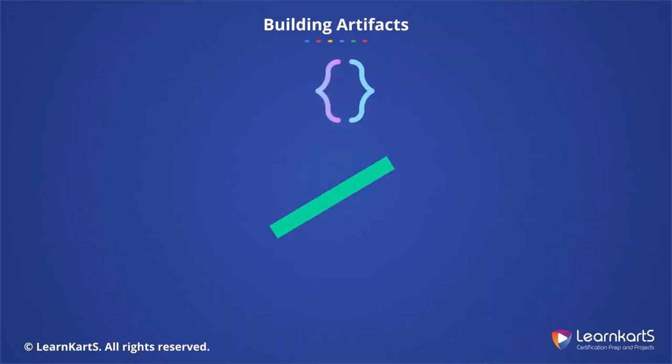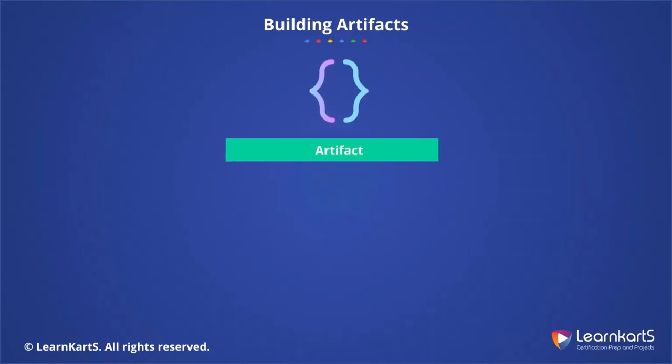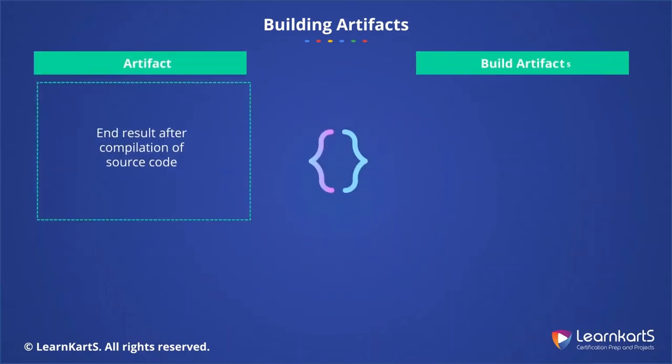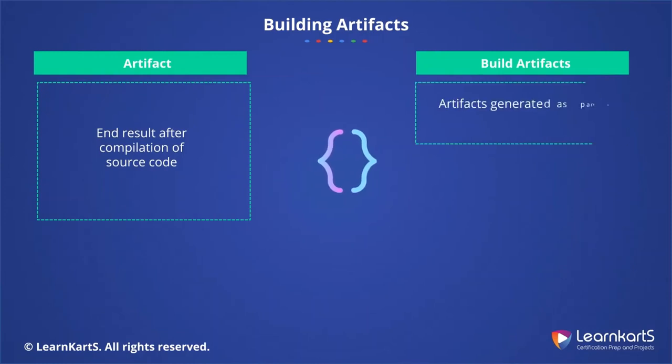Now, before even talking about building artifacts, let's see what an artifact is as such. When you do the compilation process, the build process, converting or having the executables for your application source code is what we call artifacts. So an artifact is nothing but the end result which you get after the compilation of the source code. When we talk about a build artifact, it's the same thing, but it's generated as part of the build automation.